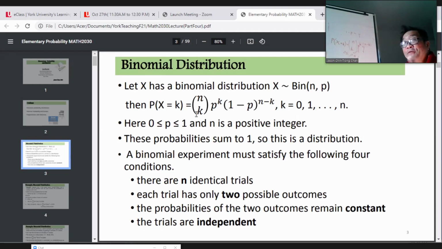I can tell you before you study this chapter, you know a formula about binomial. You used the formula before. You know what formula? I can tell you.